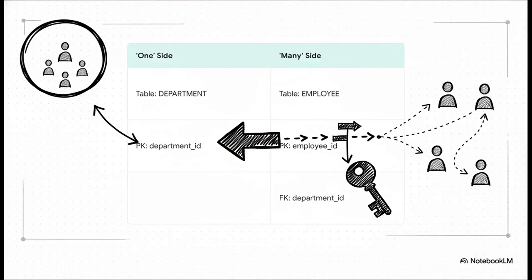So picture this. One department has a bunch of employees, right? A classic one-to-many. To link them up, it's simple. You take the primary key from the one side, that's the department ID, and you just drop it right into the employee table. It now becomes what we call a foreign key. It's like a little signpost, pointing every single employee back to their home department.